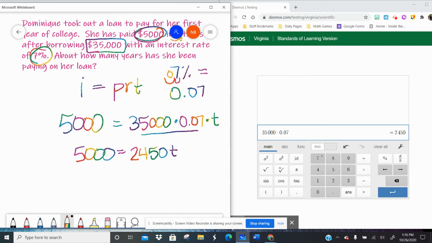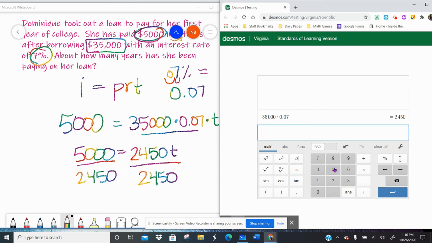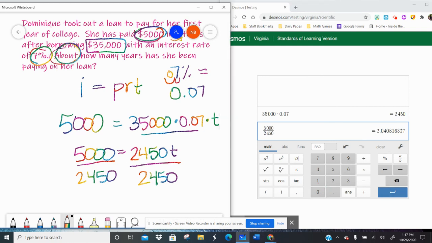Now I'm going to divide by that coefficient, the number next to the variable. So we just type that into our calculator. We want 5,000 divided by 2,450. We get this long decimal, but it says about how many years? So that's about 2 years. So 2 equals our time. So she's been paying on that loan about 2 years and has already paid $5,000 in interest.